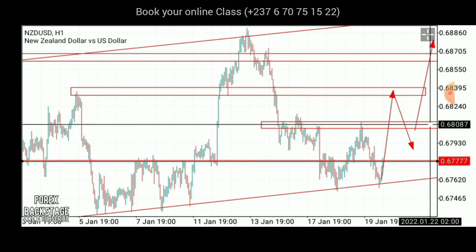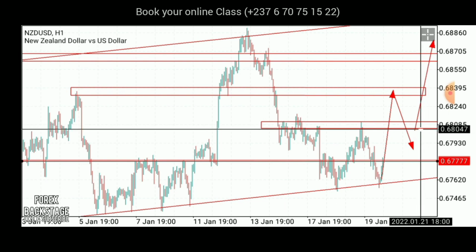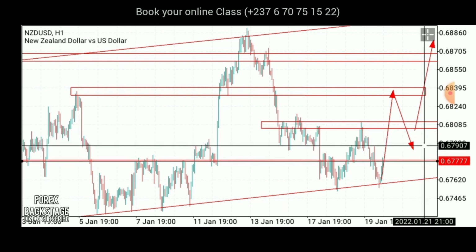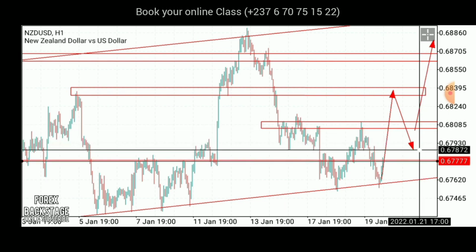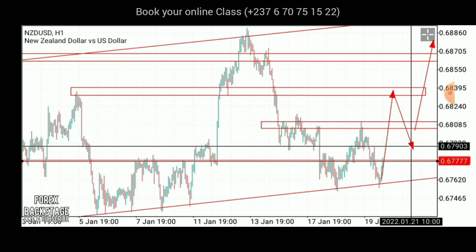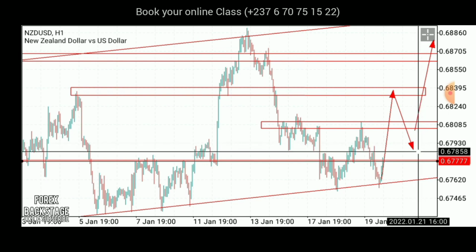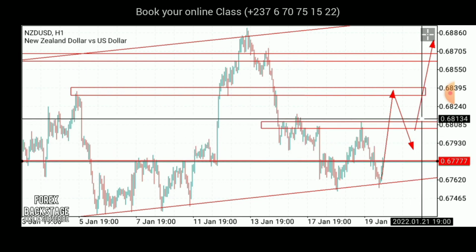If it gets to this zone here, you enter. You are going to have a very small stop loss size. All right, you will not require a wide stop loss distance. So when you place it now, you can take some trades.